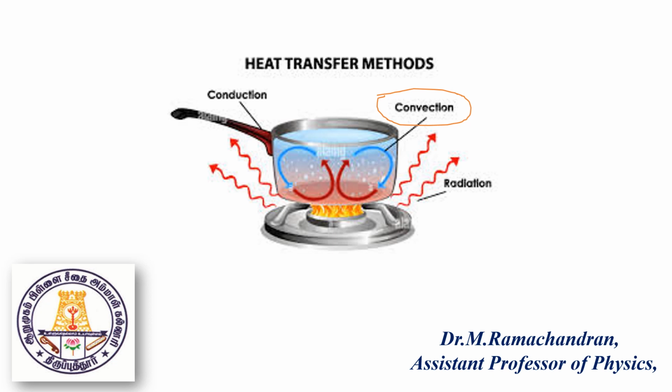If suppose we heat any one of the metals at one side, the heat is conducted from one atom to another atom. Atom by atom transfer is called conduction.